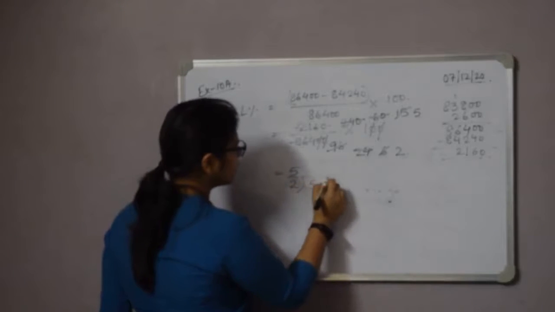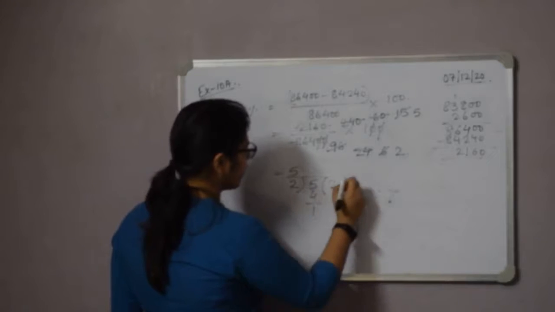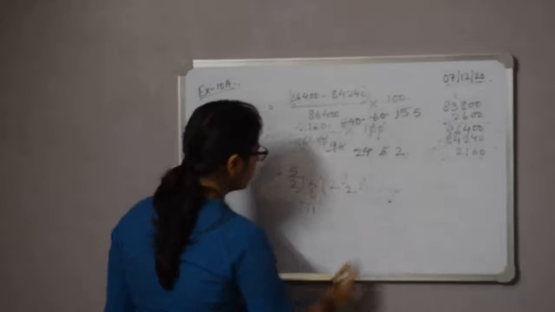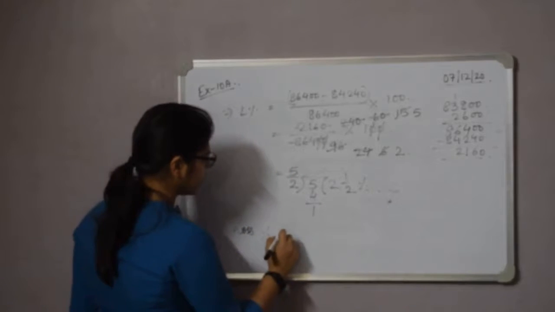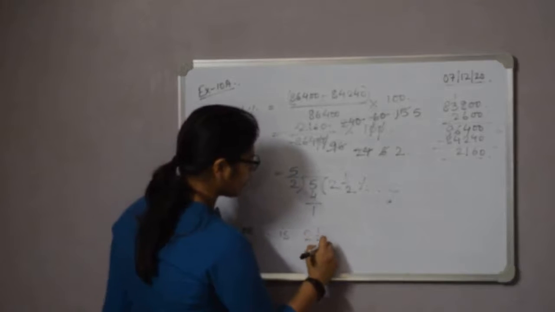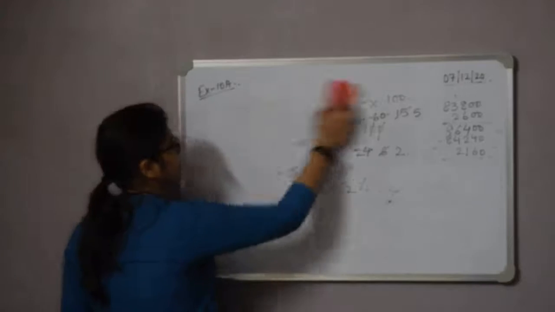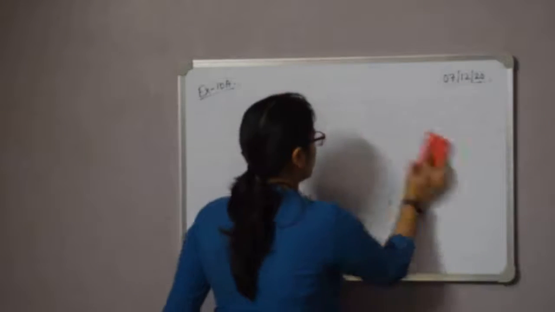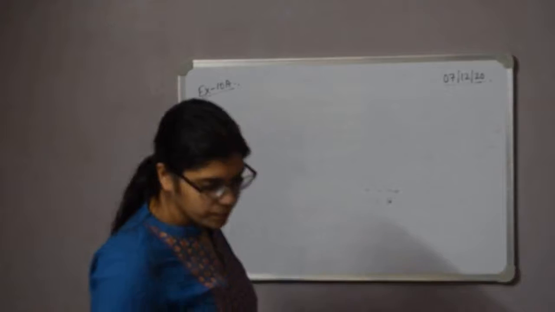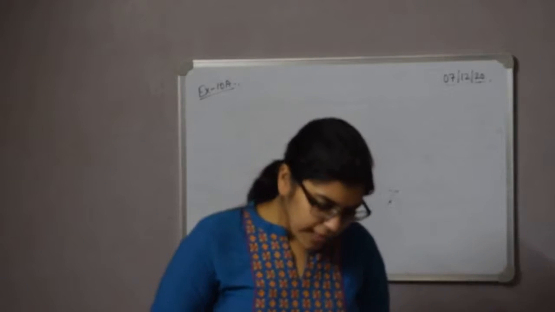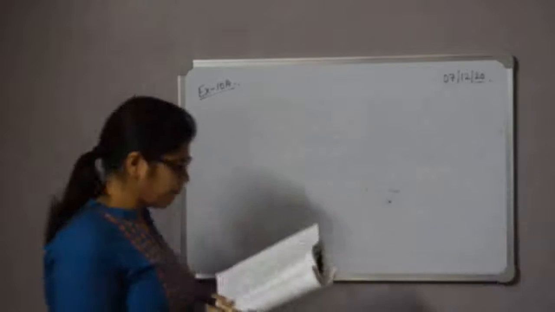If we convert it into a mixed fraction, this becomes 2, 2 4 carry 1. So 2 whole 1 by 2%. So loss percentage is 2 whole 1 by 2%. So that will be the answer. So now let us move on to the next sum. So next we have sum number 7.